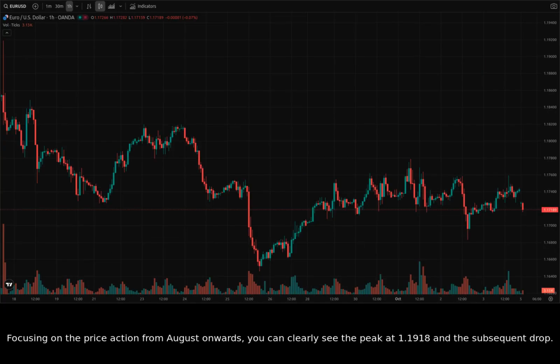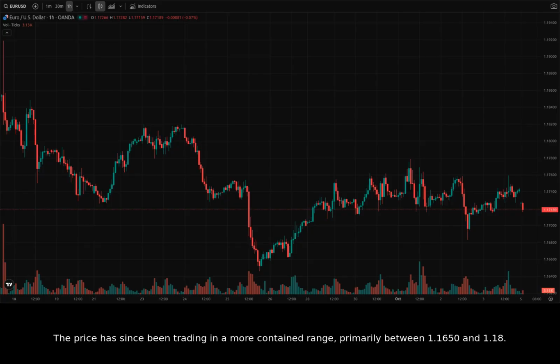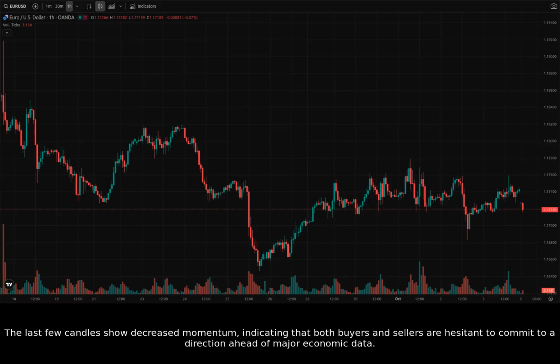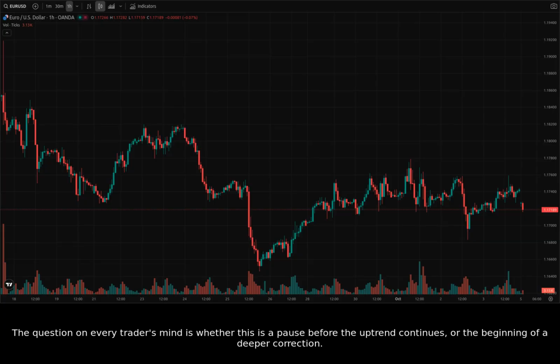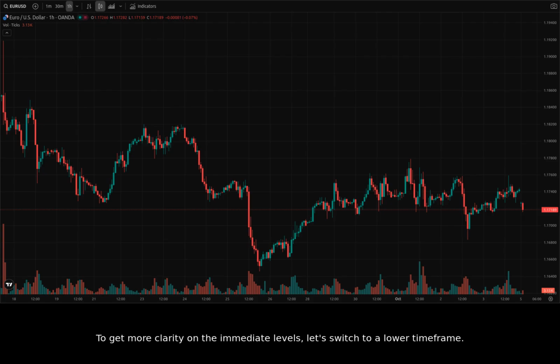Focusing on the price action from August onwards, you can clearly see the peak at 1.1918 and the subsequent drop. The price has since been trading in a more contained range, primarily between 1.1650 and 1.18. The last few candles show decreased momentum, indicating that both buyers and sellers are hesitant to commit to a direction ahead of major economic data. We've established a clear area of contention. The question on every trader's mind is whether this is a pause before the uptrend continues or the beginning of a deeper correction. To get more clarity on the immediate levels, let's switch to a lower time frame.